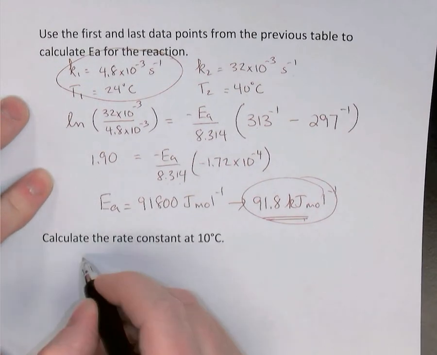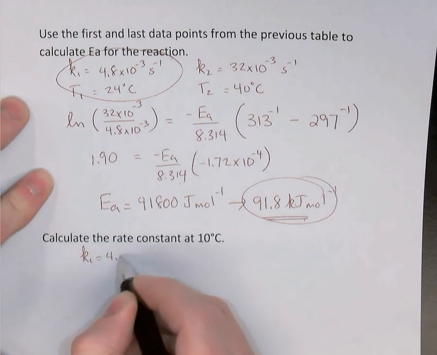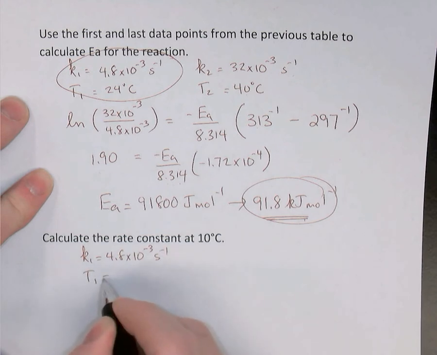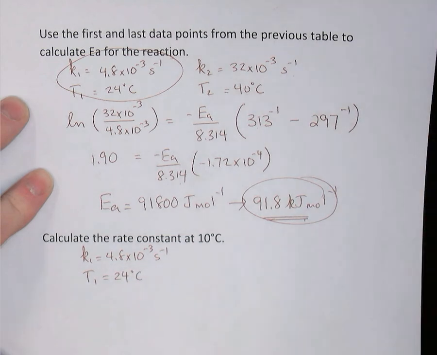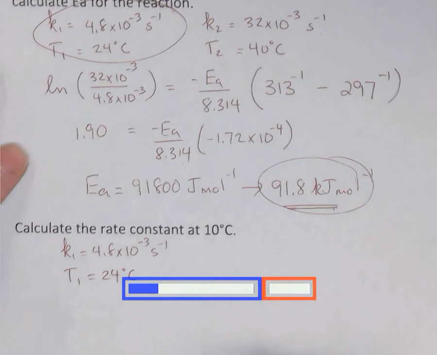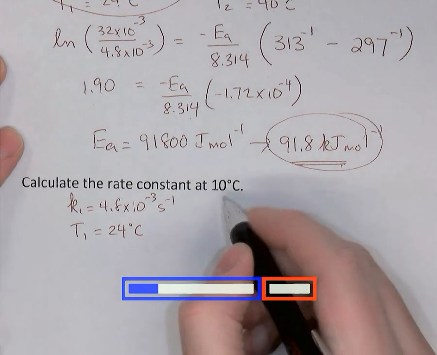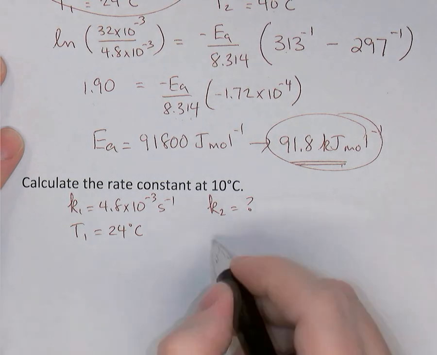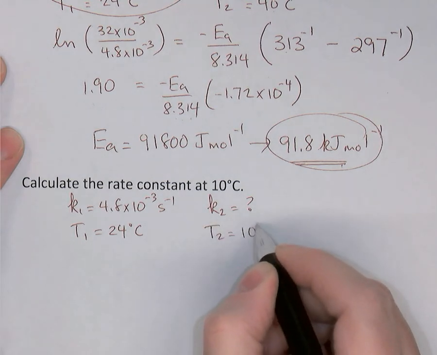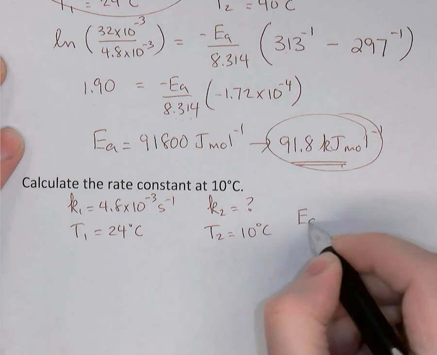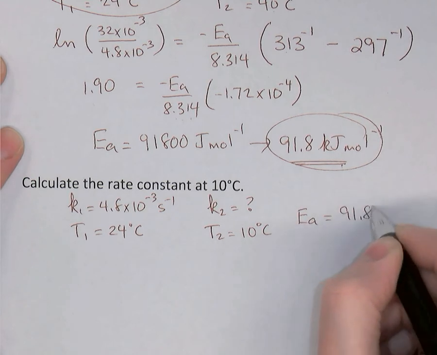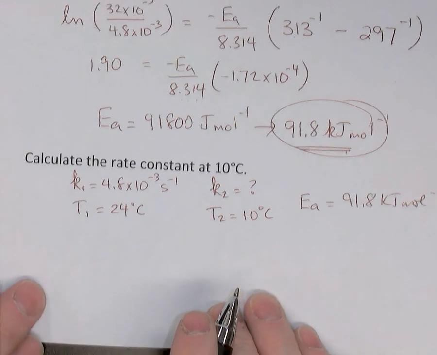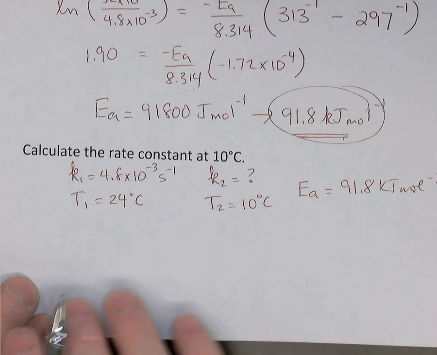So I'm going to say K1 is 4.8 times 10 to the minus 3 per second. T1 is 24 degrees Celsius. Let's zoom in a bit so you can see that. We want K2, which we don't know, so I'll just put a question mark there. And we want T2, which is 10 degrees Celsius. And now notice we know EA, 91.8 kilojoules per mole. So let's plug this into the Arrhenius equation for 2 points.